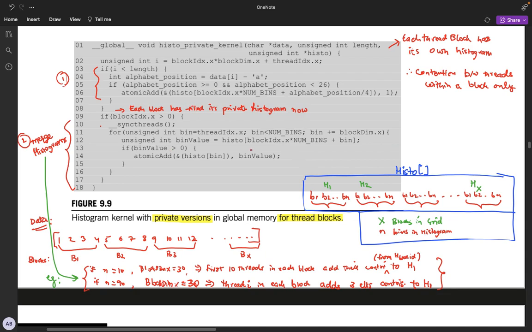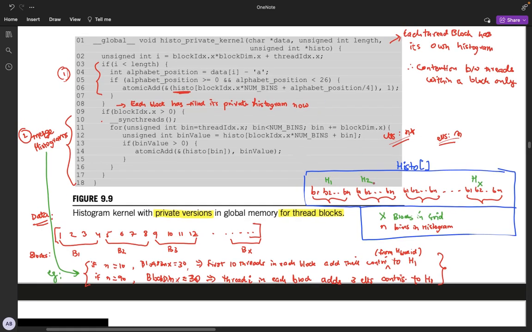We said that each thread block has its own version of the histogram, right? So we describe histo as if there are x blocks, we have x histograms, and each histogram has n bins. So in total, there are n times x elements in the global memory. Previously, we had just n elements in the global memory, because the histogram had n bins. Now we have n times x bins. So in the first step, this entire histo array of size n times x is populated.